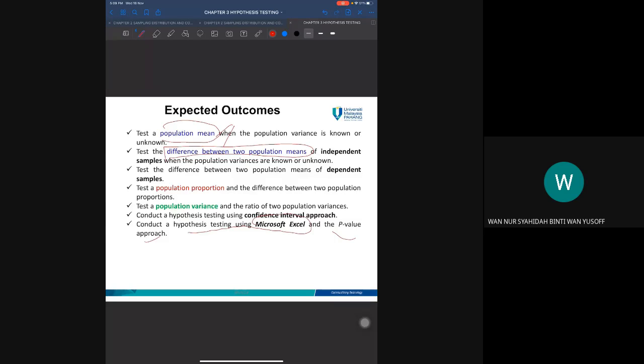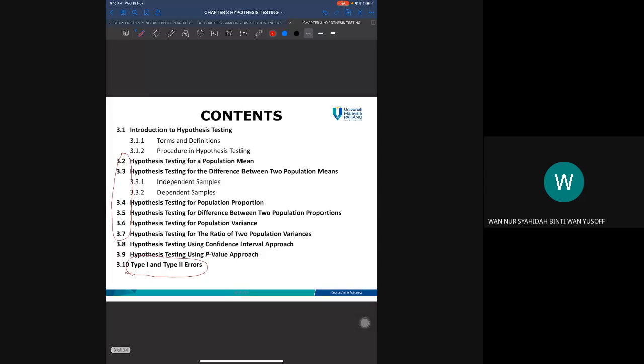So for the different approaches, traditional, confidence interval, and p-value, we have a different way of doing it. The difference is in decision making, what value we compare. We go through that subtopic by subtopic. We have about 10 subtopics here. What we discuss in 3.2 until 3.7 is the traditional approach, and then we have confidence interval, p-value, and then the errors.